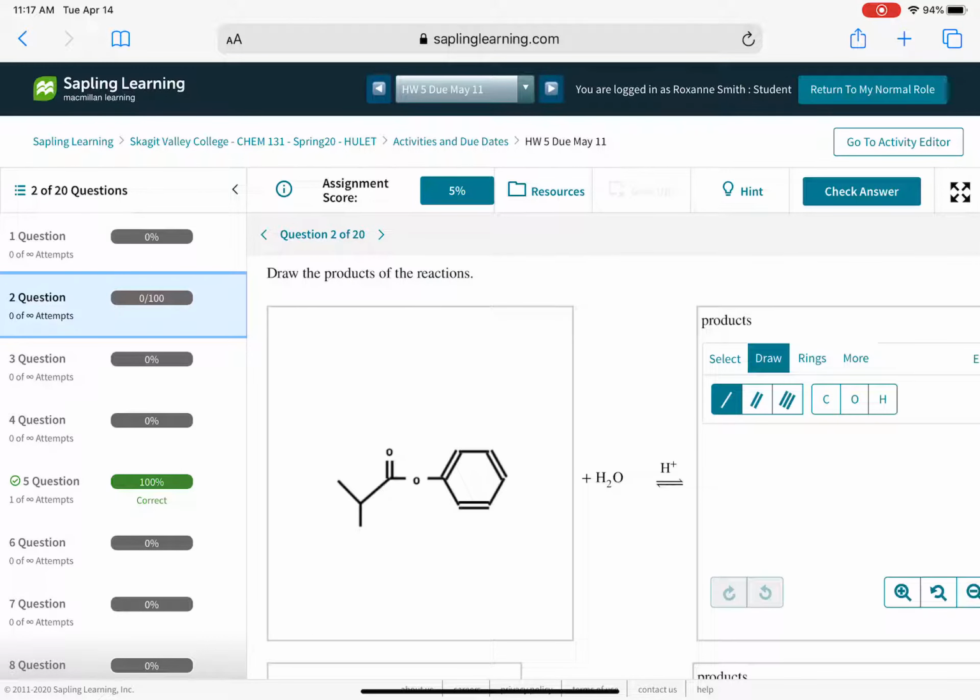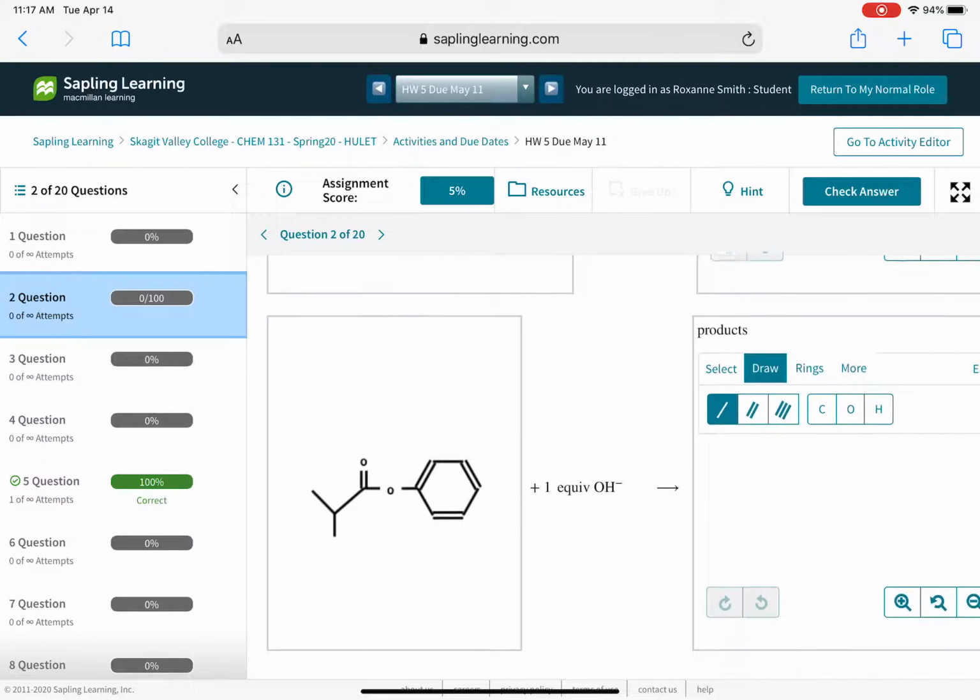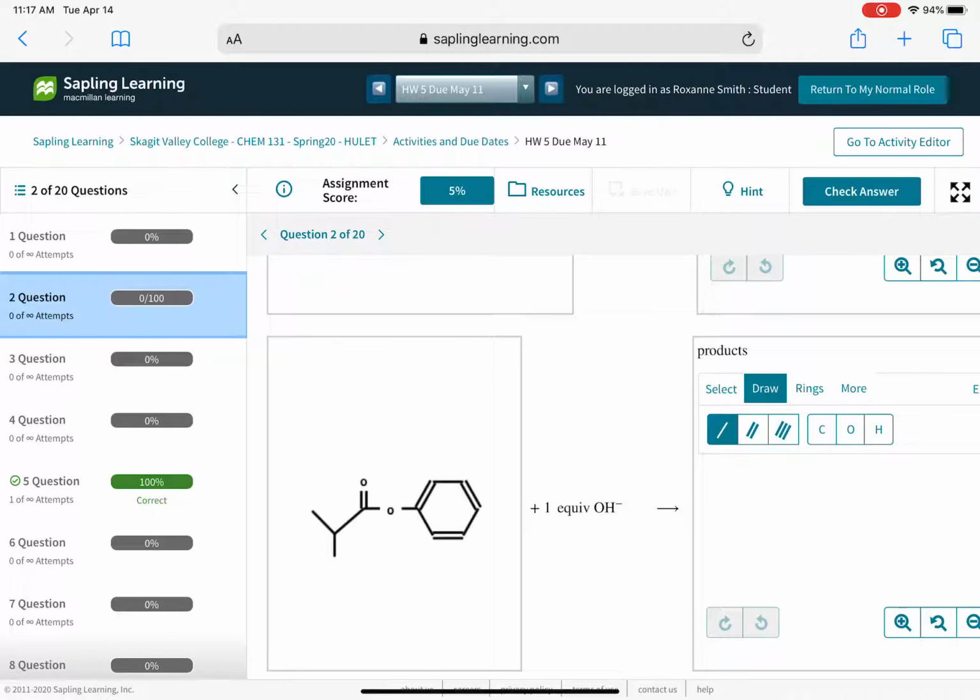For question number 2, this is from section 17.9. The first thing it wants you to do is draw the product of hydrolysis. So you have an ester, and it wants you to draw both products. There's going to be 2 products. You're going to draw a carboxylic acid, and you're going to draw an alcohol. You shouldn't have any trouble with that. And then the second part of the question is saponification. Down here, it wants you to draw, again, 2 products, just like we did in the notes.